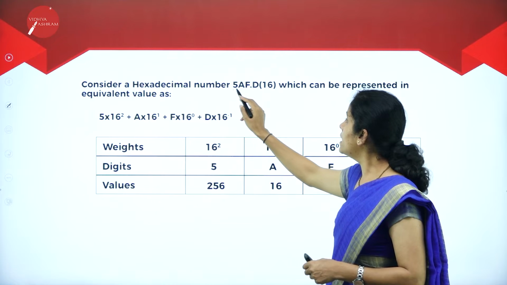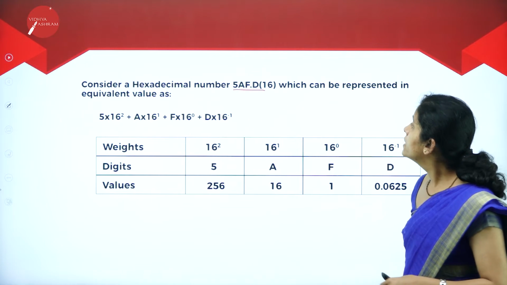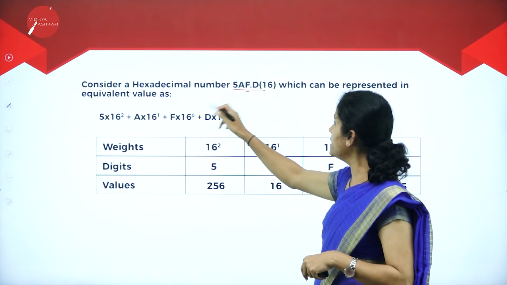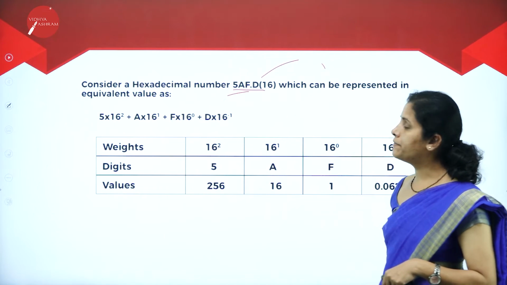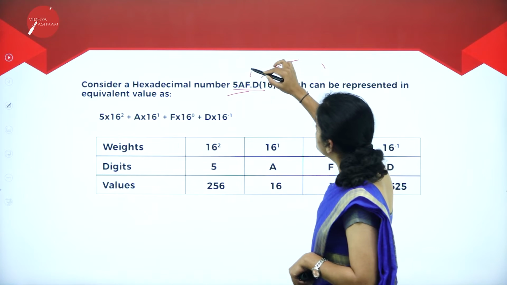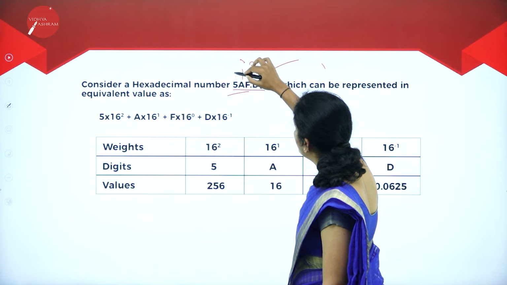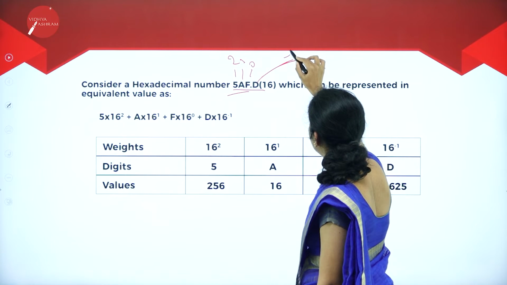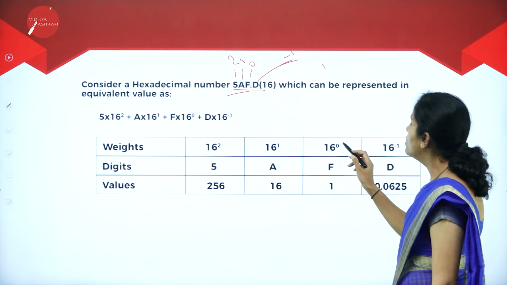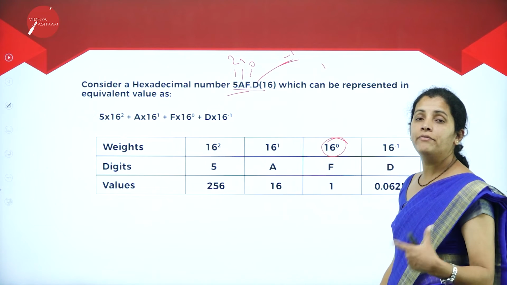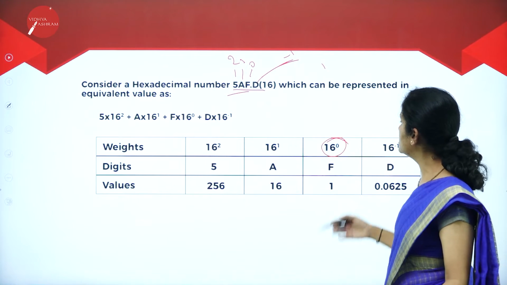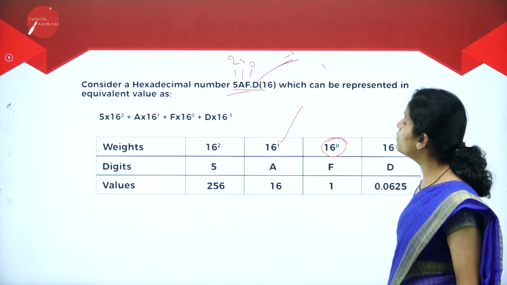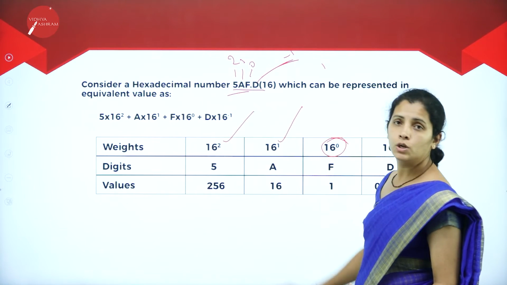So, this is the example I have, that is 5AF.D. This is my left half, this is my right half. What's the position? 0, it is 1 and it is 2. If I consider D, then it is minus 1. Now, what is my first position? It's the 0th position, that is nothing but 16 to the power 0, then 16 to the power 1 and 16 to the power 2.